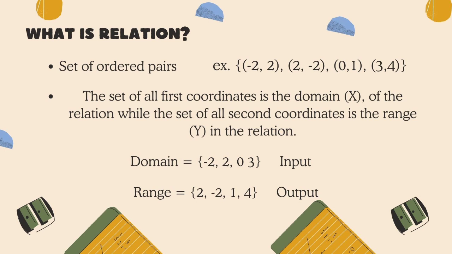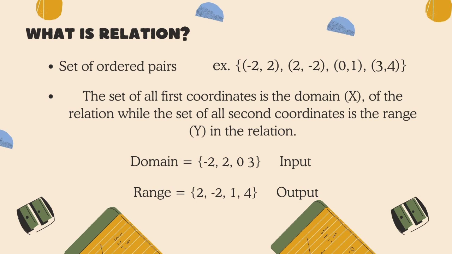So when we say relation, it is a set of ordered pairs. So the example of a relation is -2 and 2, 2 and -2, 0 and 1, and 3 and 4. The set of all first coordinates is the domain, which, we know, is the x of the relation, while the set of all second coordinates, the range, is the y in the relation.